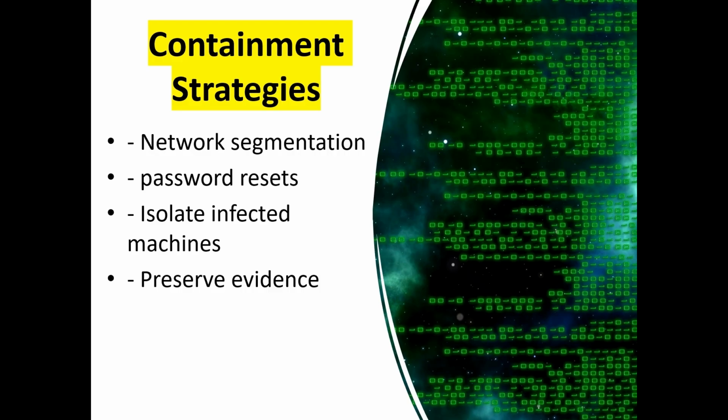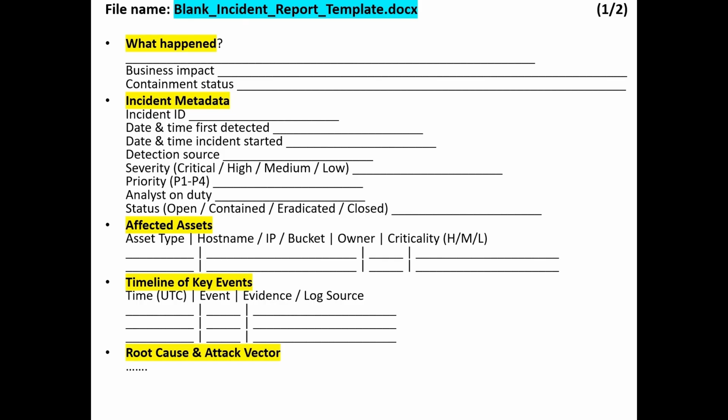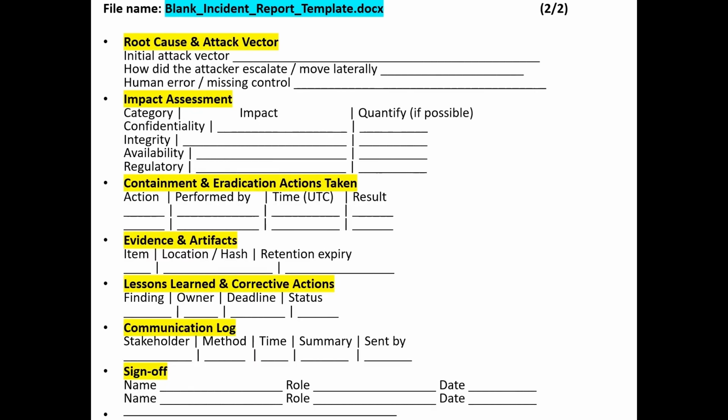legal proceedings. So here is a sample of an incident report template. It tells you what happened, which you're going to see there, as you can see on the screen: the incident metadata, the affected assets, the timeline of key events, then the root cause and attack vector, then the impact assessment that's based on the confidentiality, integrity, availability, then containment and eradication action taken, your evidence, your lessons learned, then your communication log, and sign off.